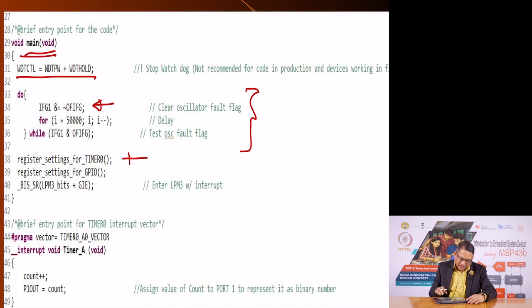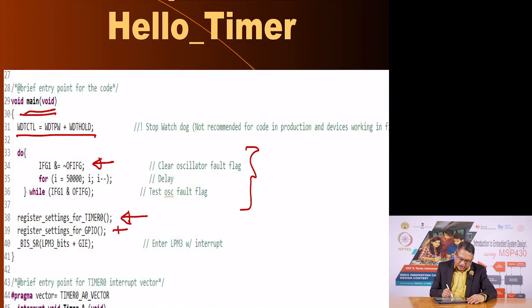Here we are feeding that ACLK to the timer 0, A0, and then we are calling this subroutine to make all the bits of port 1 turned off. Then what we are doing? We have loaded a value into the status register to enable the global interrupt flag.